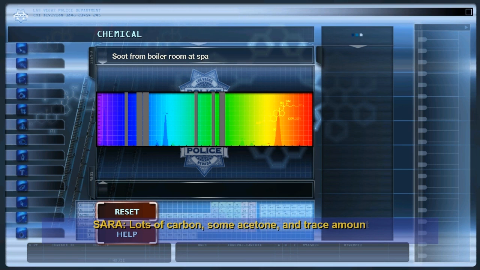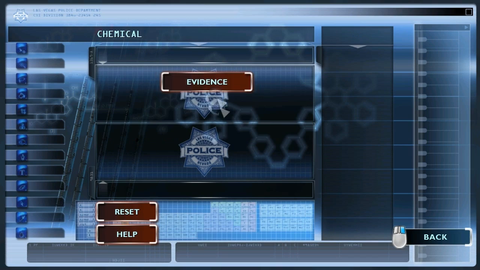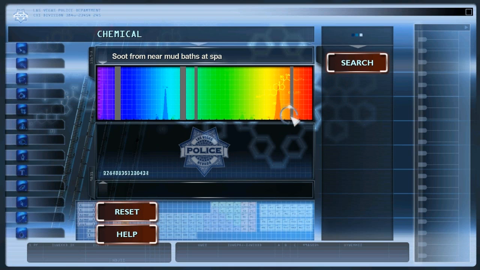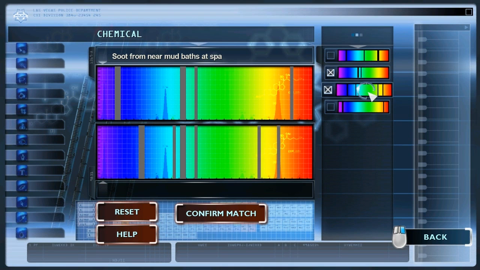Lots of carbon, some acetone, and trace amounts of T-butyl mercaptan. That's the second sample of soot to contain acetone. Let's keep analyzing the soot samples we've collected. I think we're onto something. Let's do this last one. Hopefully it'll contain acetone, because that means it will probably definitely be arson. If it does contain acetone.